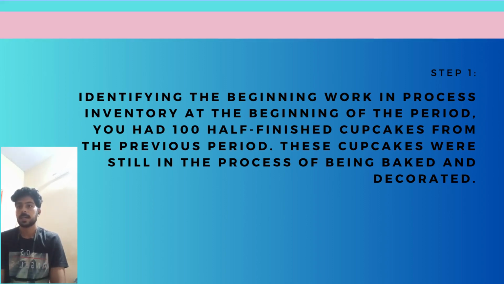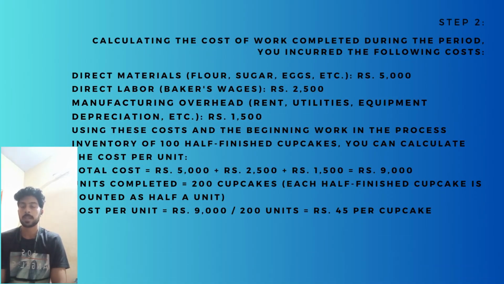Step 2 is calculating the cost of work completed during the period. You incurred the following costs: direct material, flour, sugar, eggs, etc., rupees 5,000. Direct labor, baker's wages, rupees 2,500. Manufacturing overhead, rent, utilities, equipment depreciation, etc., is rupees 1,500.